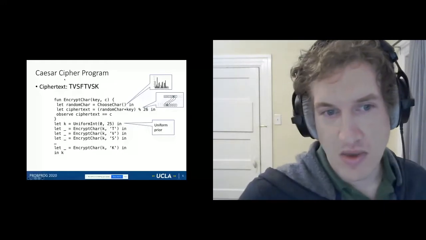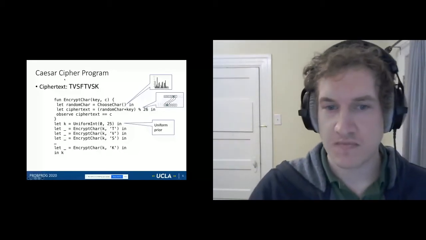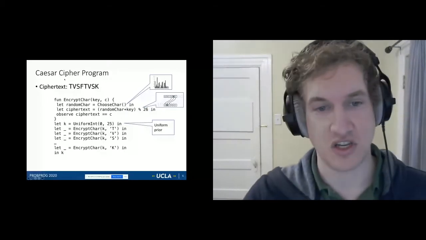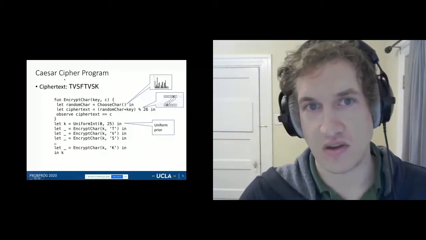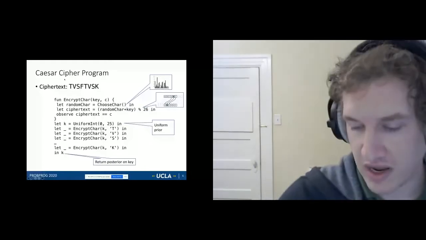Now down here, we're in the main body after the function. We let k equal a uniform int, which is just a uniform prior on the key. We encrypt a bunch of characters, and then we return the posterior distribution on the key. So this is our example Caesar cipher program. The syntax here is sort of like ML or OCaml, if you've seen that before. This is the syntax of DICE.